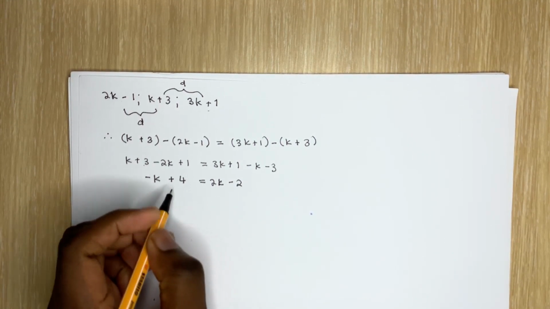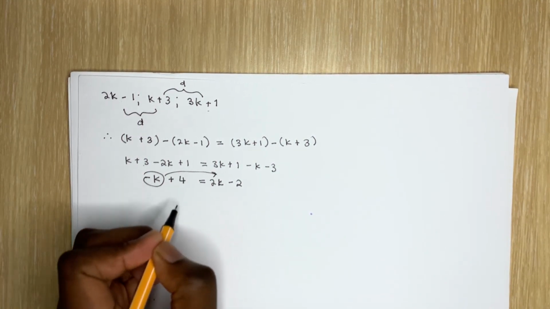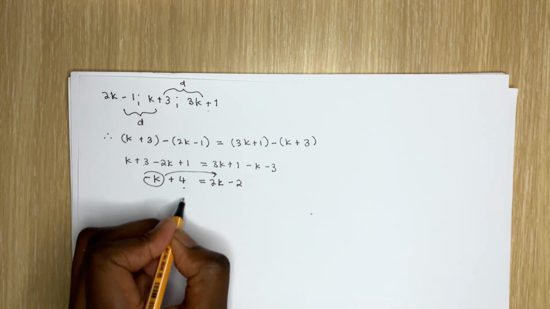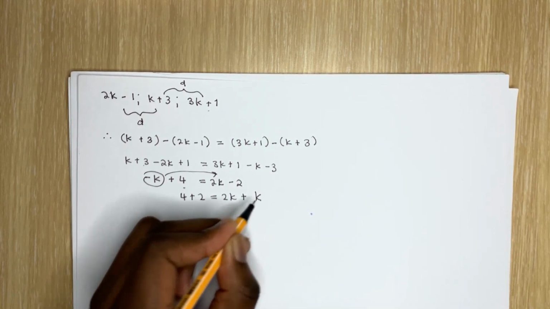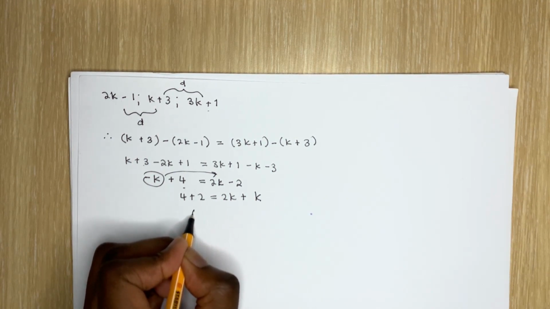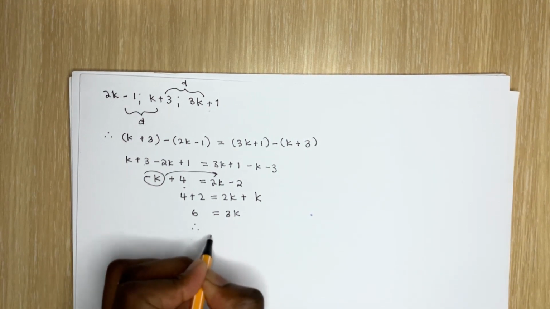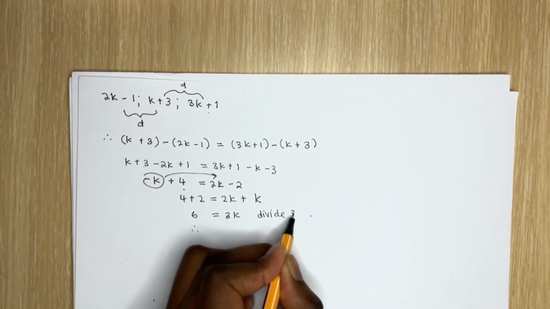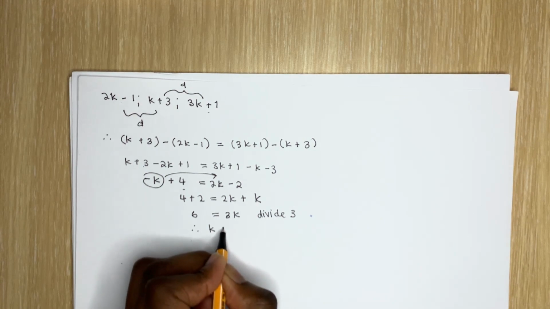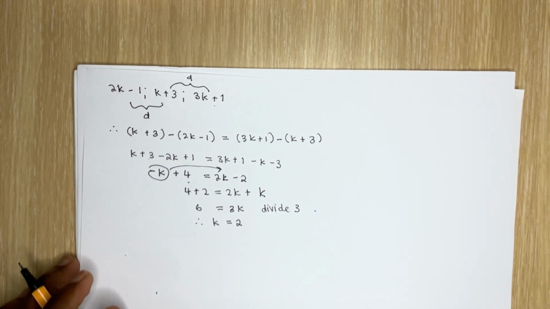Okay, so we'd like to keep the variable positive, so we're going to move negative k to the other side, then negative 2 to the other side. Okay, so if we do that, we get 4 plus 2 equals to 2k plus k. Okay, we simplify that, we have 6, and we have 3k, and therefore we divide by 3 such that k equals to 2. Okay, so that is the value of k.